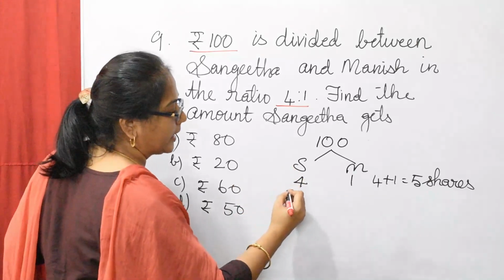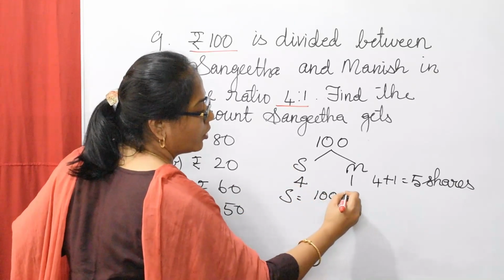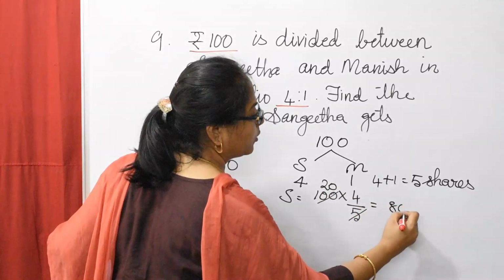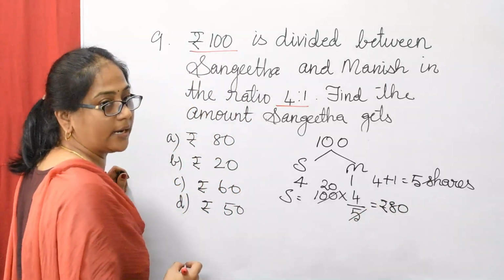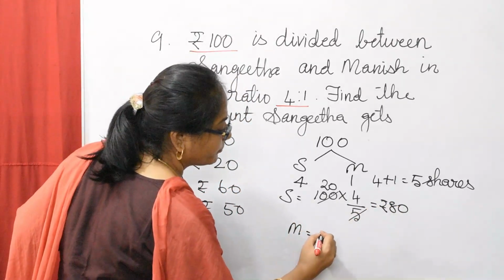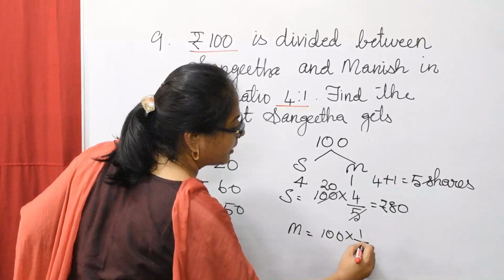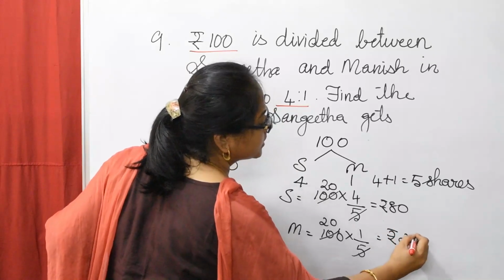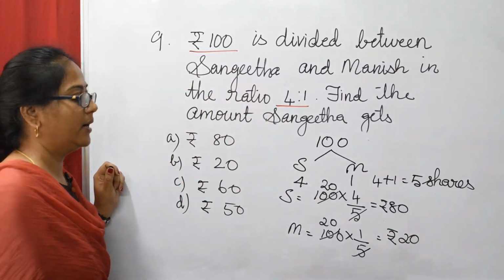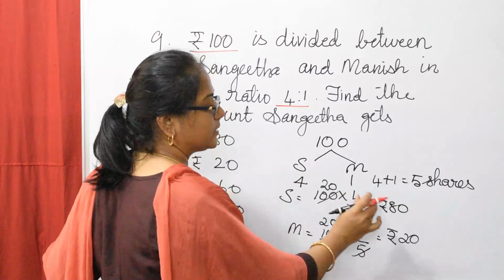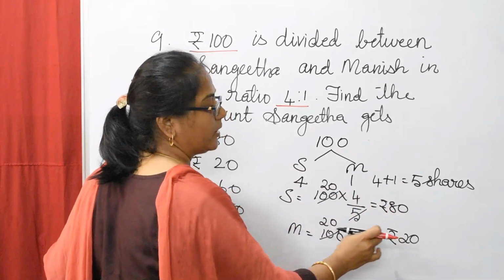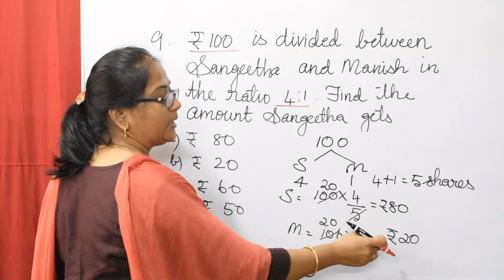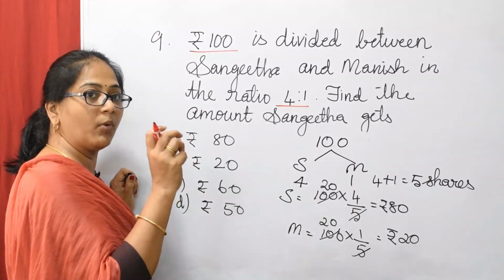Okay, in that Sangeeta is going to get 4 shares. So when we simplify it, 20 into 4, 80 rupees. Sangeeta is going to get 80 rupees. Manish, 100 into 1 by 5, is going to get rupees 20. Understood, students? So Sangeeta is going to get 80 rupees and Manish is going to get rupees 20, and you can cross check your answer also. 80 plus 20 you will get rupees 100. The total amount you will get.